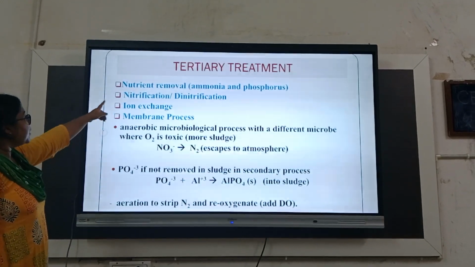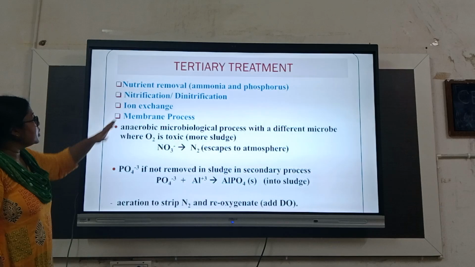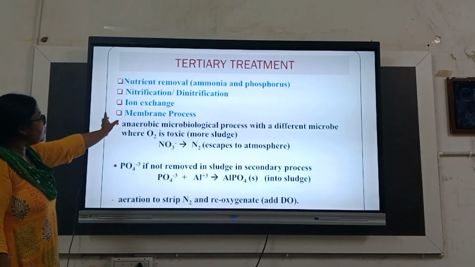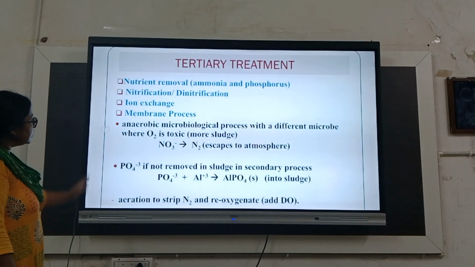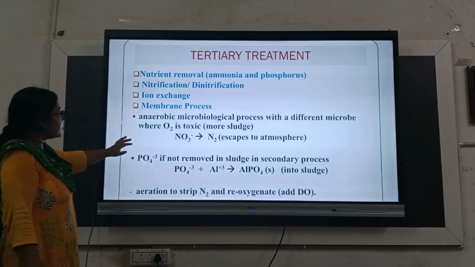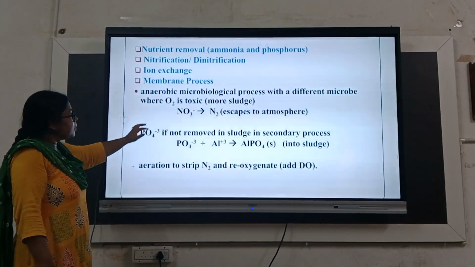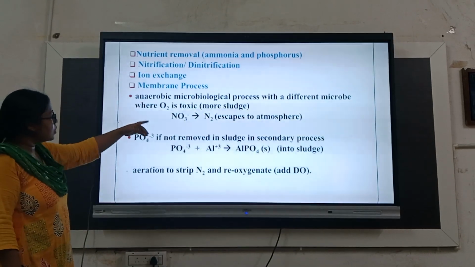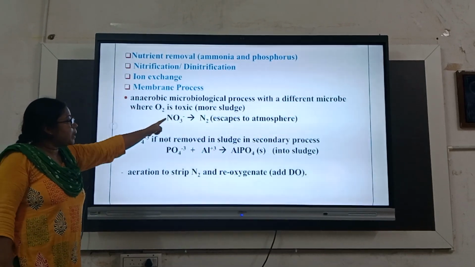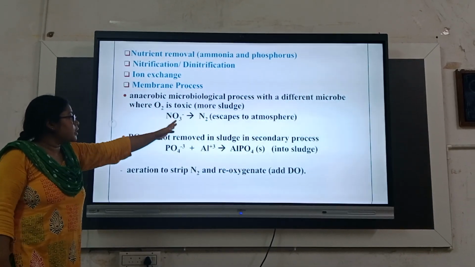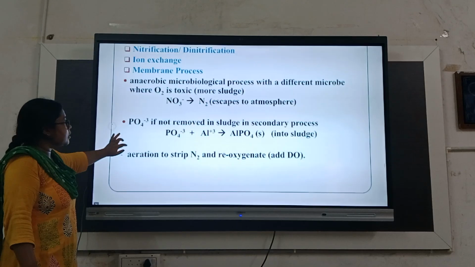In tertiary treatment, nutrient removal is done. Nutrient means ammonia and phosphorus. Then nitrification and denitrification are done. Then the ion exchange process and membrane process are involved. Denitrification is an anoxic biological process with different microbes where O2 is toxic. NO3 minus, nitrate, is converted to inert nitrogen.